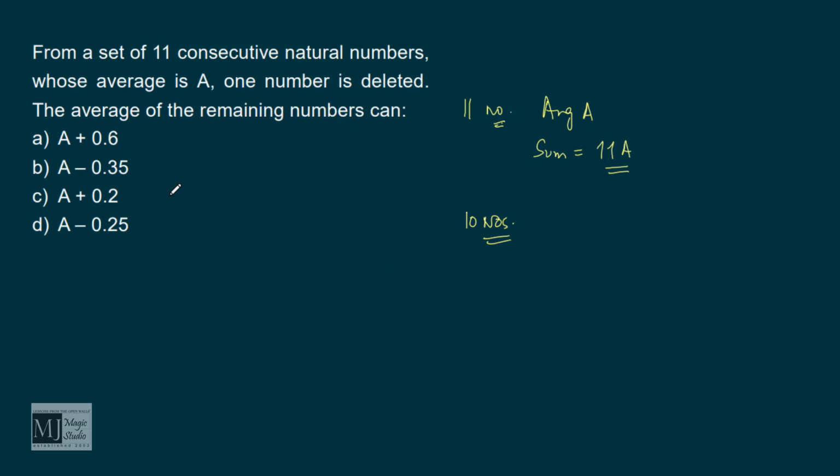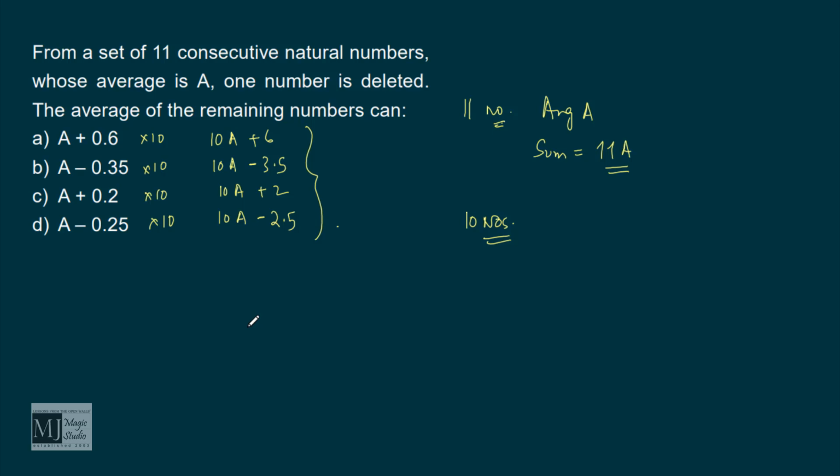Okay, good. So the average of the remaining numbers can be what? These are the average of 10 numbers. So if I multiply these by 10, I will get the sum of 10 numbers. So that would be 10A plus 6, or 10A minus 3.5, or 10A plus 2, or 10A minus 2.5. So these are the options available with me.